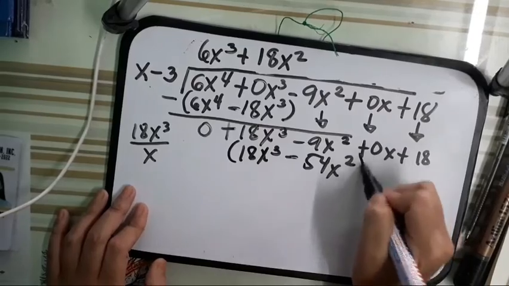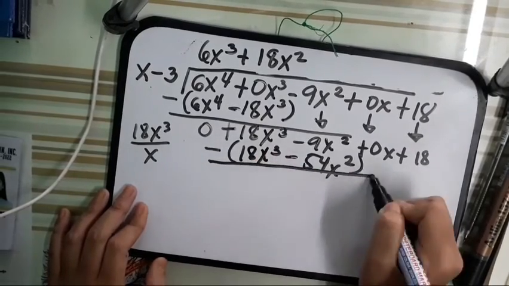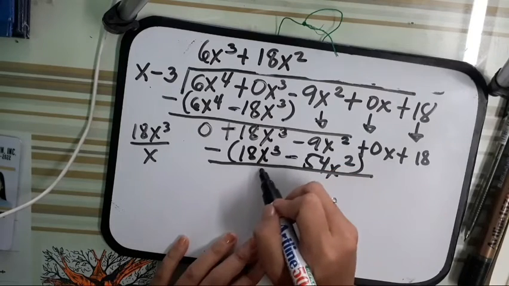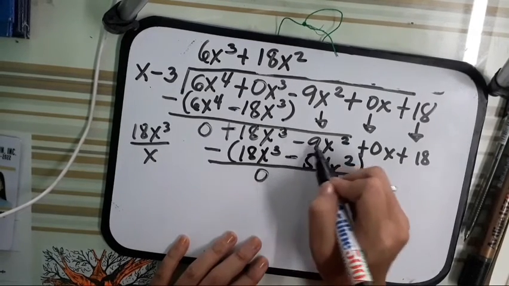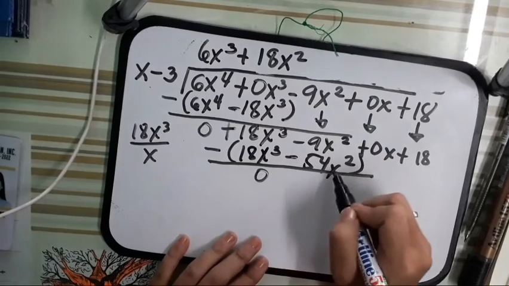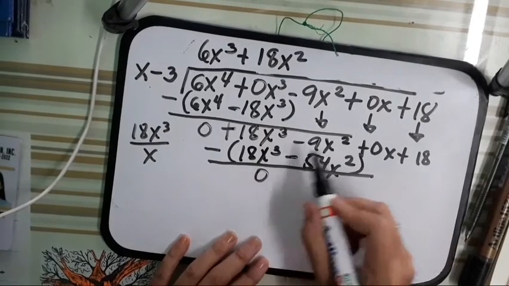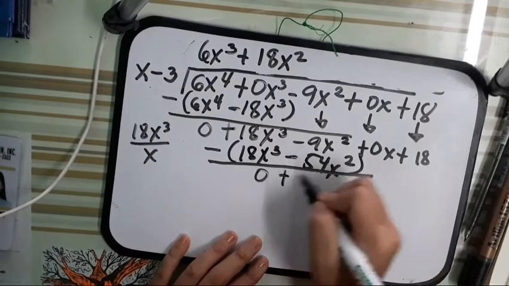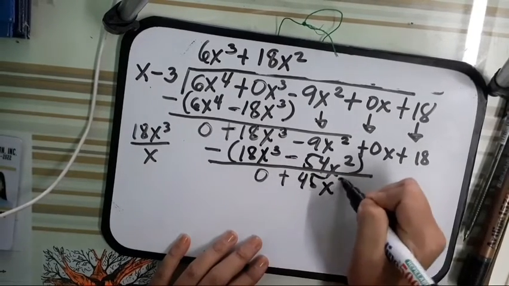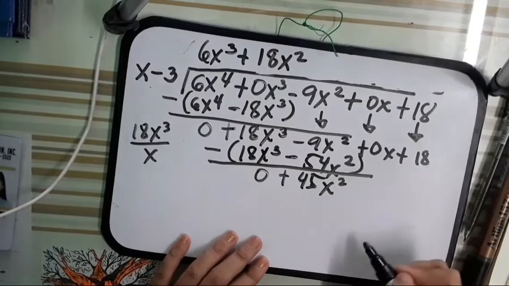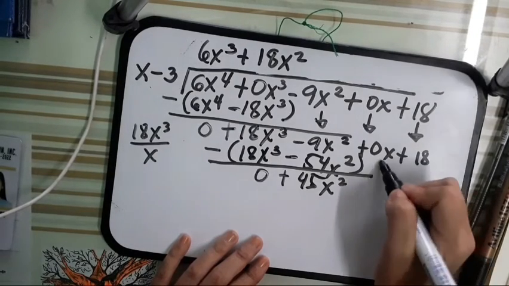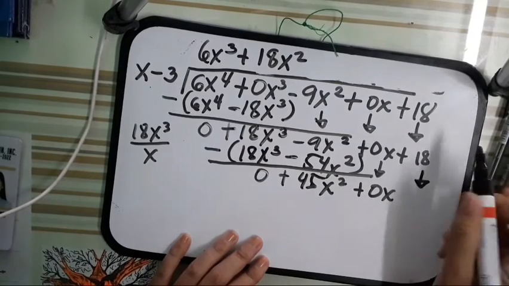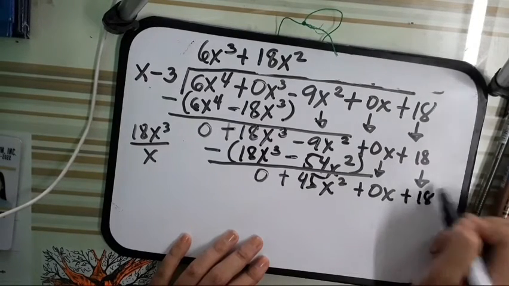Then we subtract again, with the parenthesis and the subtraction sign. So 18x cubed minus 18x cubed is 0. Negative 9x squared minus negative 54x squared is the same with negative 9x squared plus 54x squared, which is equal to 45x squared. After that, we bring down 0x and positive 18 as well.